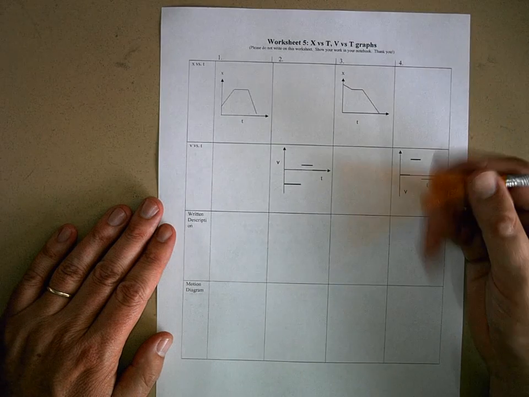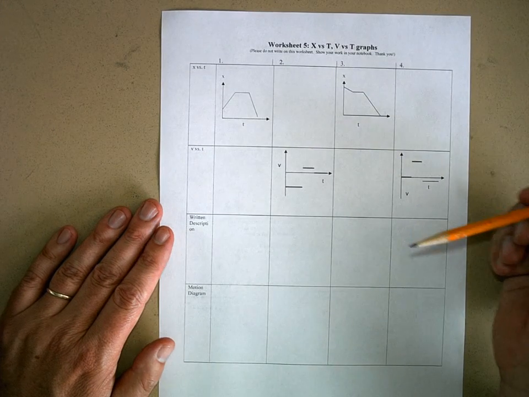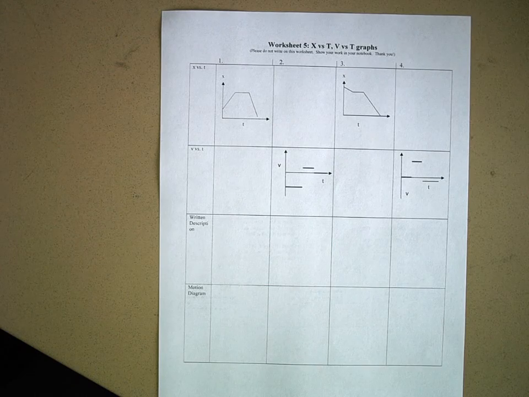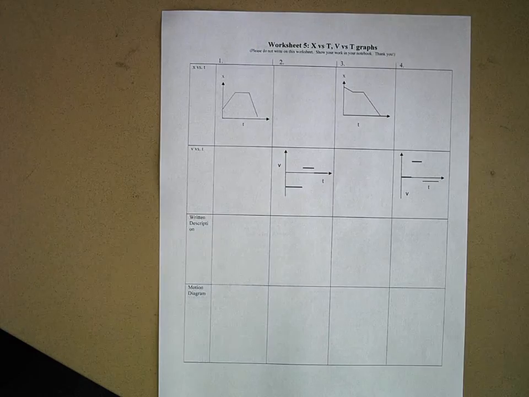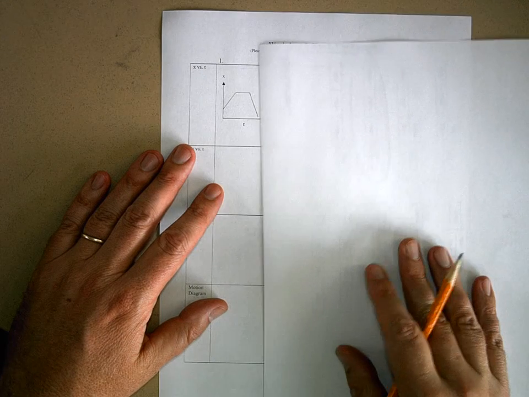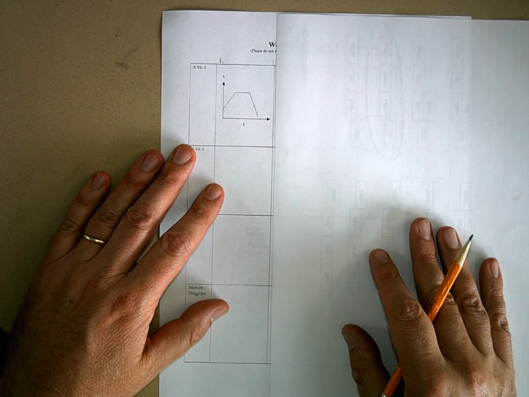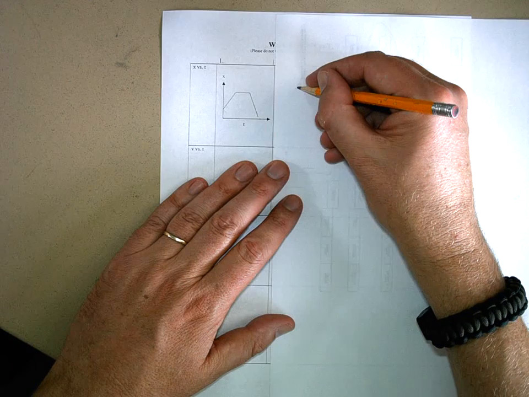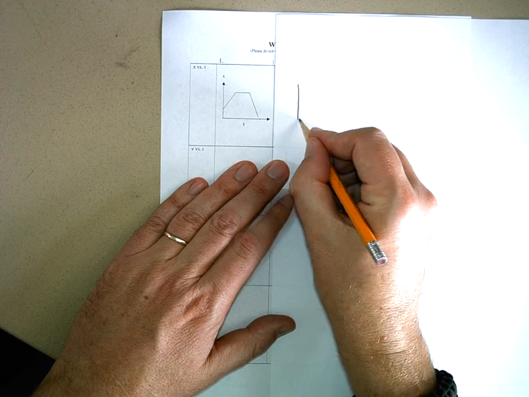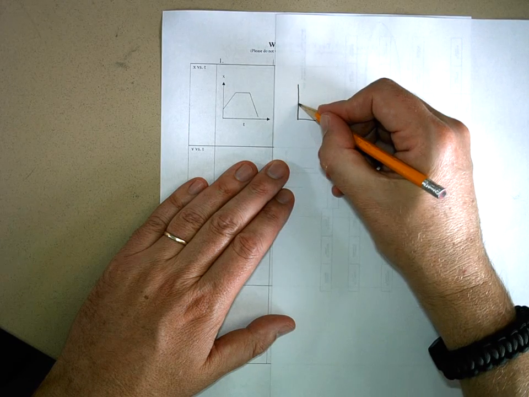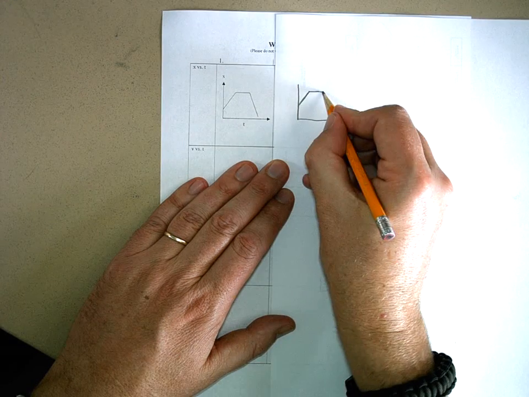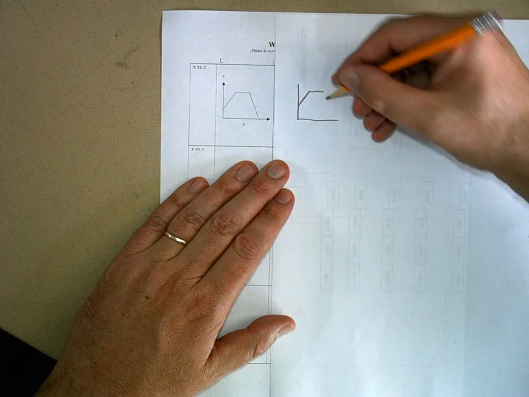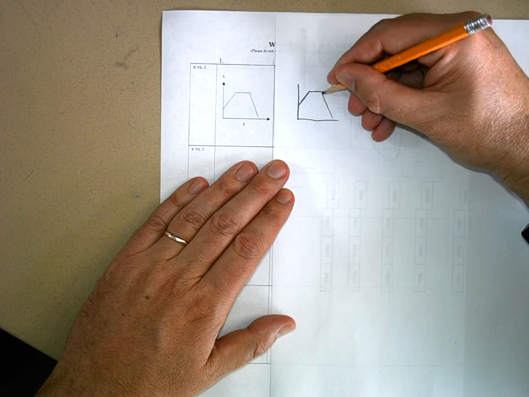Now I want you to do this in your notebooks. I don't want you to write on the worksheet. So I'll do the same thing here, right next to this. The first thing you'll do, well, let's do number 1 together. I'm going to redraw the position versus time graph. Oh, this looks just like what I did. I did number 1 accidentally, except this is all qualitative.